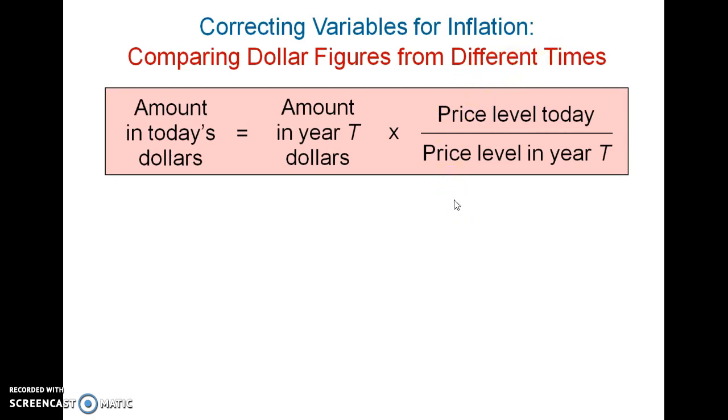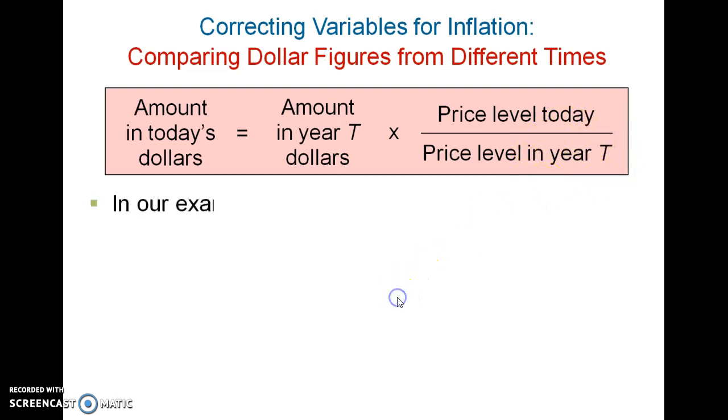Well, the way we set it up is we want to take some dollar amount from, let's say, year T, which is 1950, and we want to move it to today. So we take this dollar amount and multiply it by the price levels, which would be the CPI. So it would be the CPI today, and in my example, on the bottom here, the CPI from 1950.